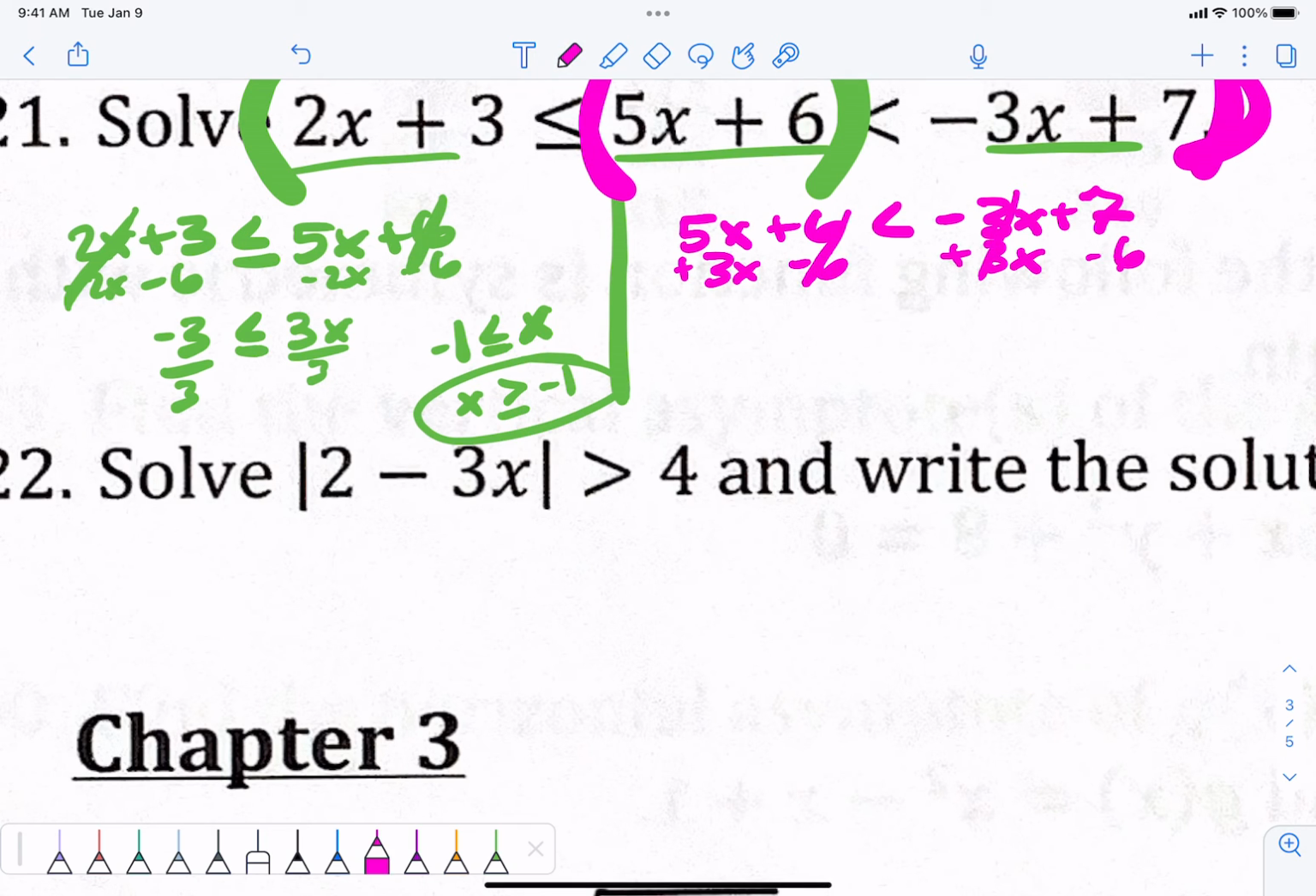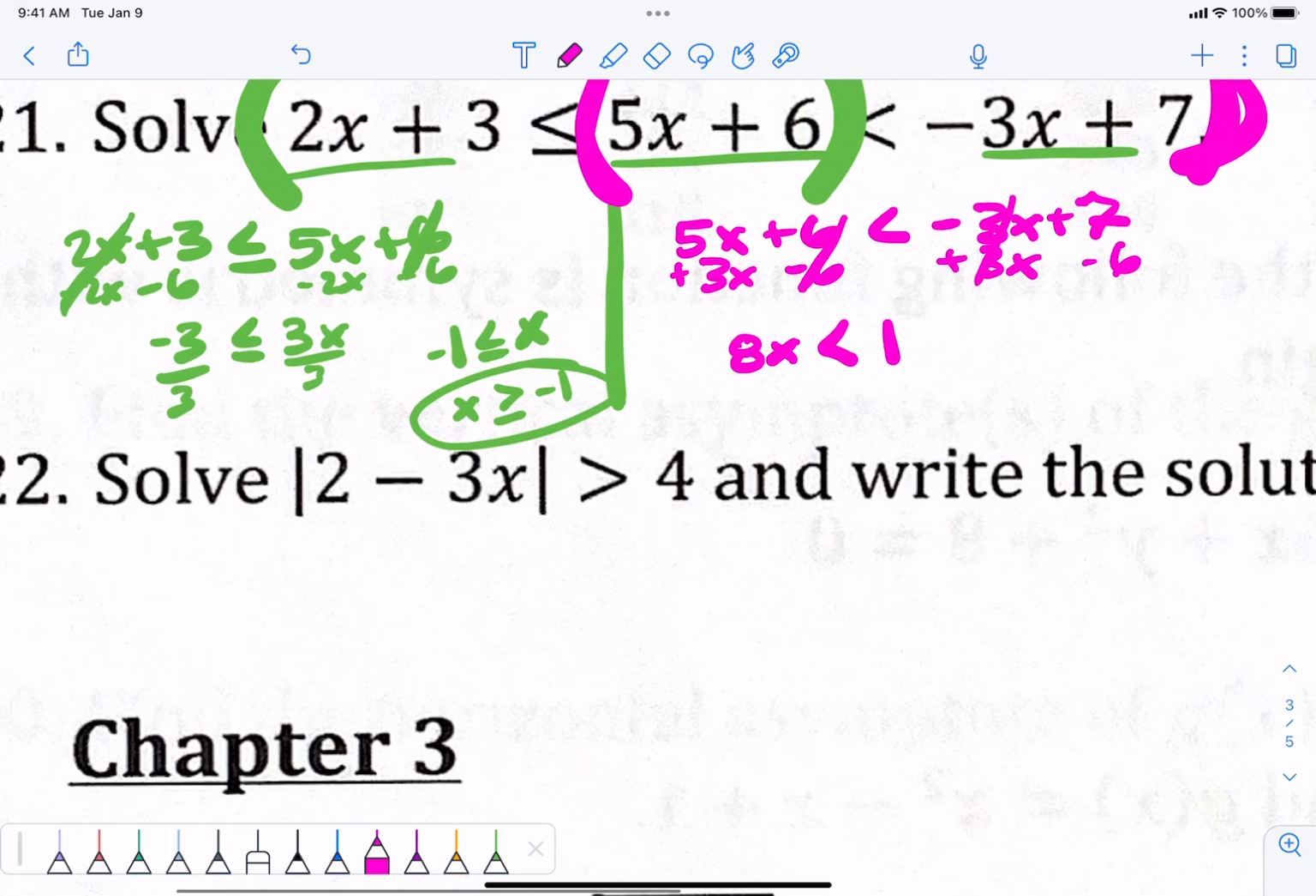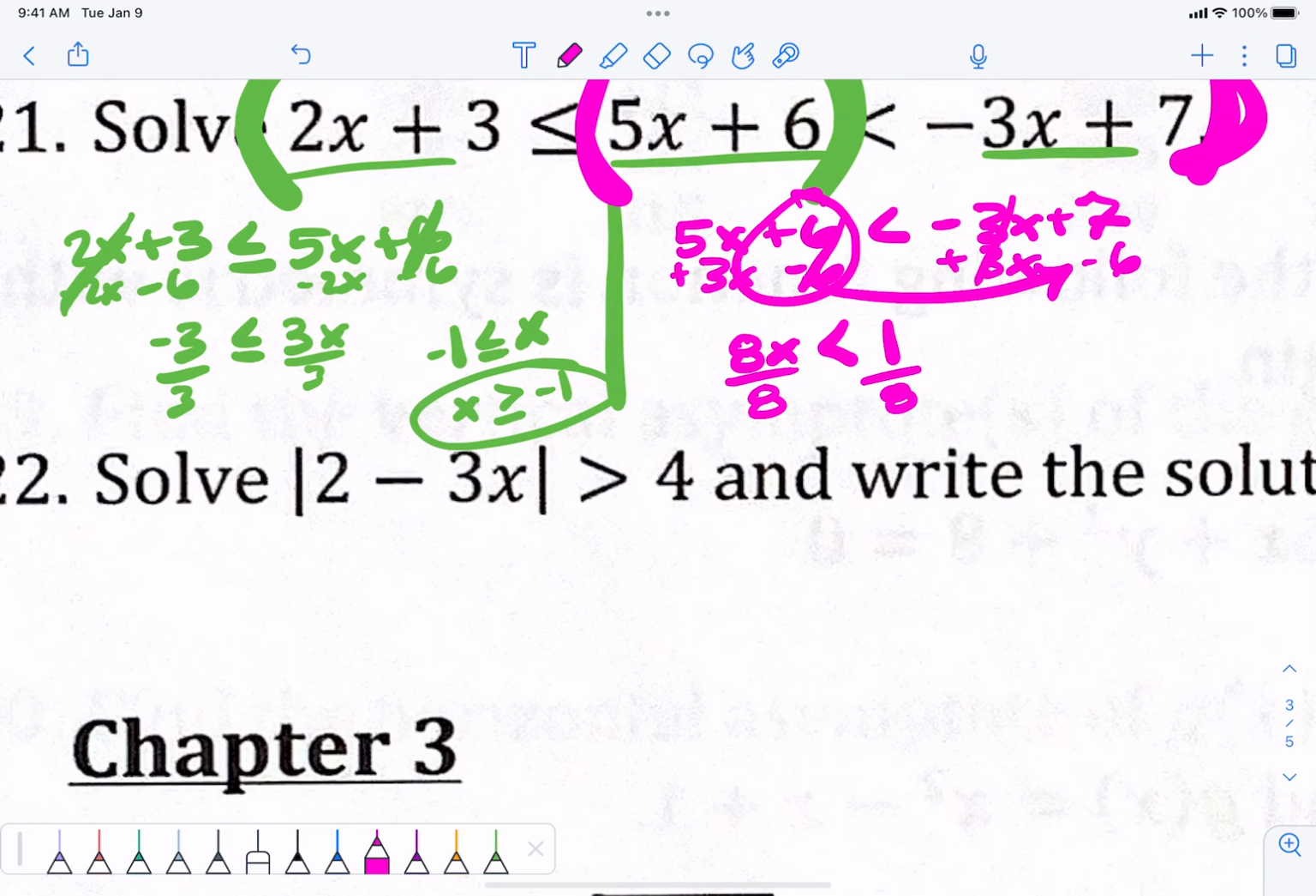Than 1. No, it's 2x. 8. Oh shoot, I subtracted. 8x less than... You're still going so fast. 1. So x is less than... Why'd you put a minus 6? Because we subtracted this 6 over to this side. What will happen if we don't do that on the test? If we don't divide by 8?